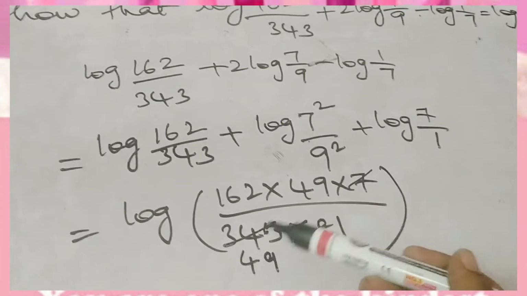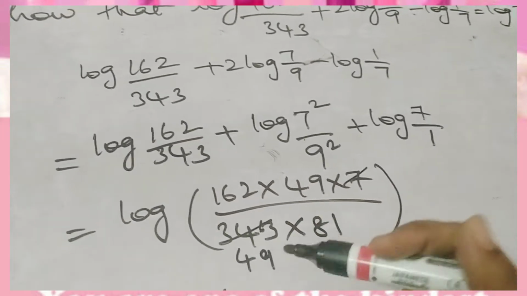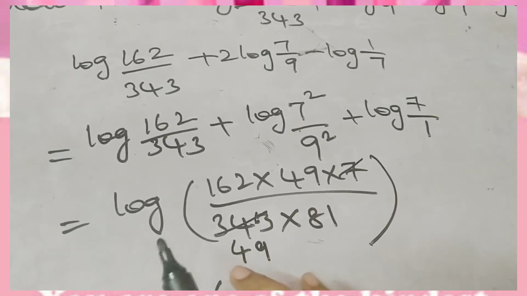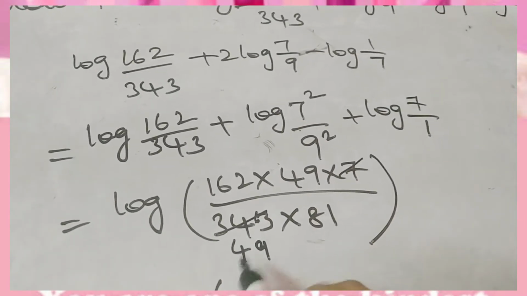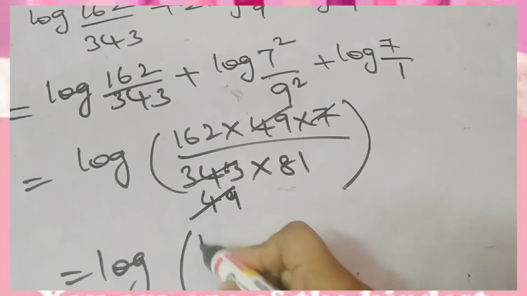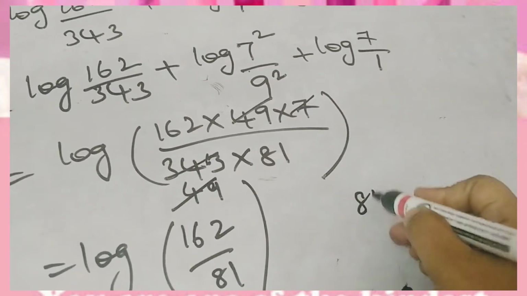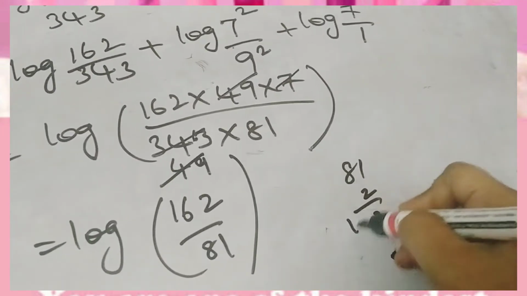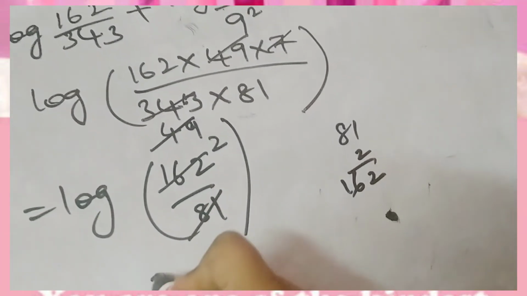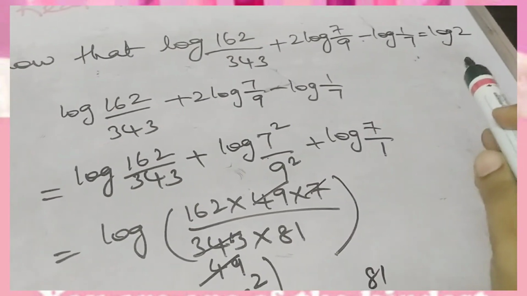7 fours are 28, 29, 30, 31, 32, 33, 34, then 6 left here. 7 nines are 63. Then the 49 gets cancelled again. What will be the answer here? 162/81. Two ones are 2, 8 twos are 16, so 81 twos are 162. So what will be the answer here? Log 2. Hence proved. Log 2.